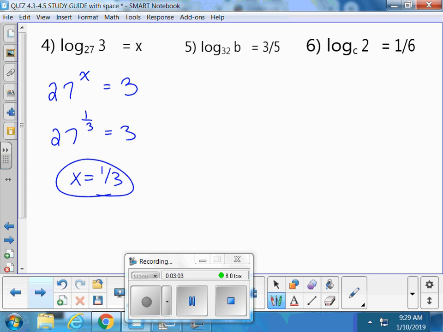Number 5. We're going to do 32 as our base, 3/5 as our exponent, and see what answer we get. So in the calculator, just do 32, caret key, 3/5. Ends up being 8.